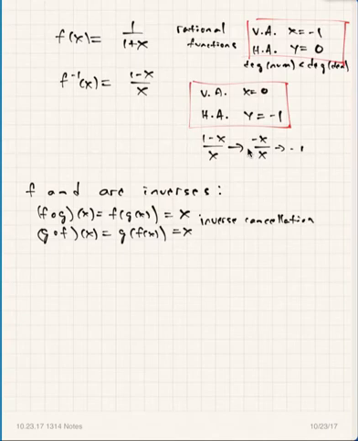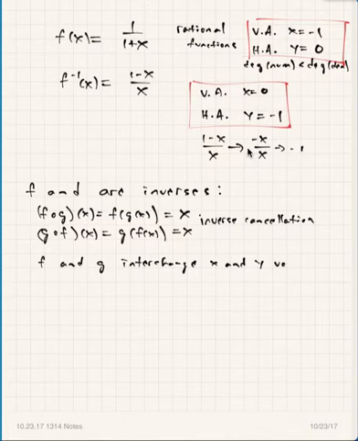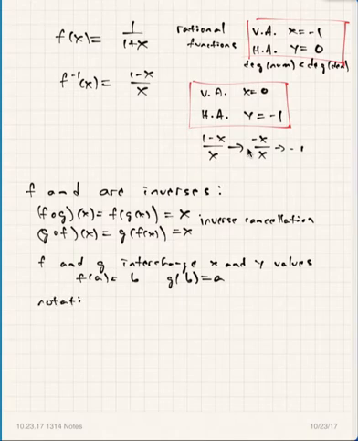Next thing, if f and g are inverses, f and g interchange x and y values. In other words, if f of a is equal to b, then g of b is equal to a. Remember that notation-wise, when I write f to the -1 right there, that's read f inverse. And that's our notation for an inverse function.